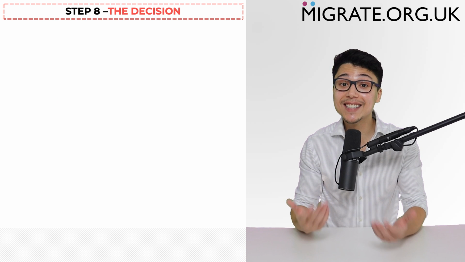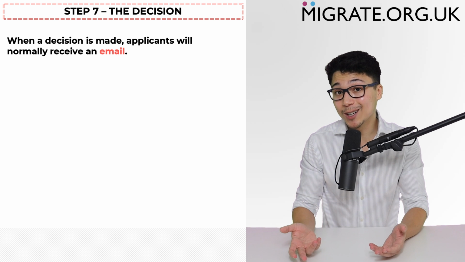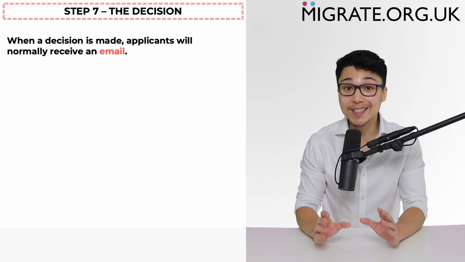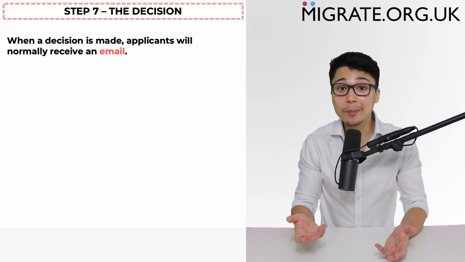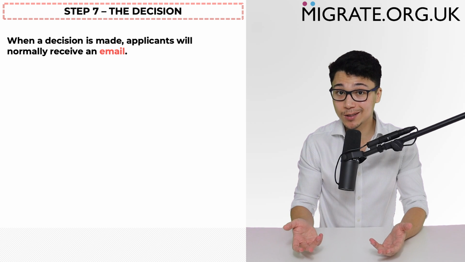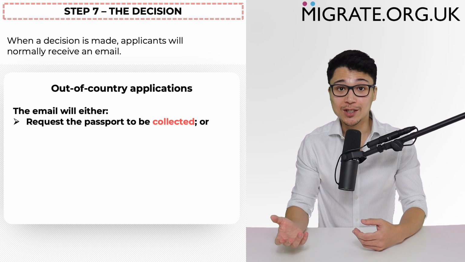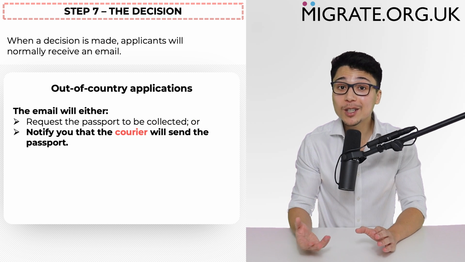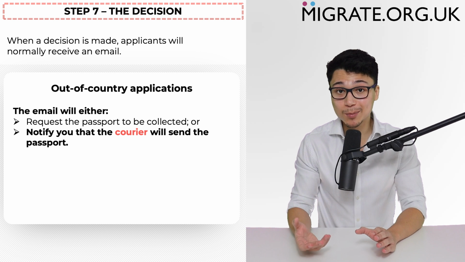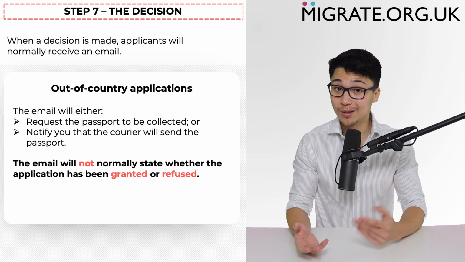Step 8. The decision. When a decision is made, both out-of-country and in-country applicants will normally receive an email. This is sometimes received in the junk or spam folder, especially with Hotmail, Live and Outlook email accounts, so don't be afraid to check there every so often. For out-of-country applications, the email will either request the passport to be collected or notify you that the courier will send you the passport. The email will not normally state whether the application has been granted or refused.